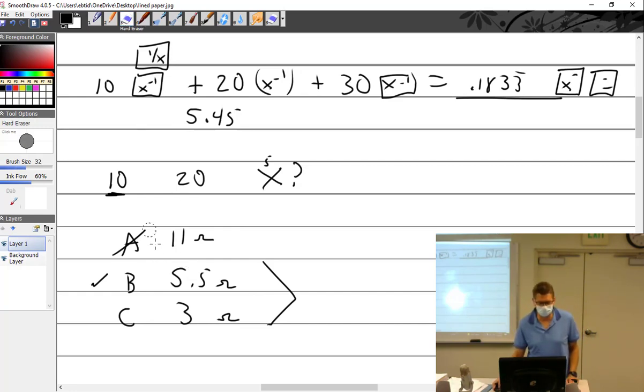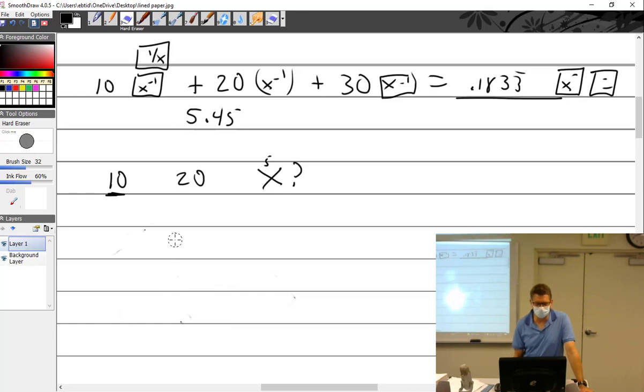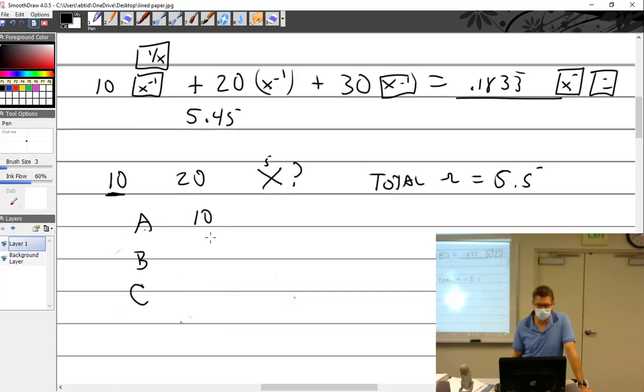So let me just do that one more time. All right, so you have 3 resistors in parallel, a 10, a 20, and an unknown whose total resistance equals 5.5. Okay, what is the missing resistor? Is it 10? Is it 30? Is it 50 ohms? Okay.